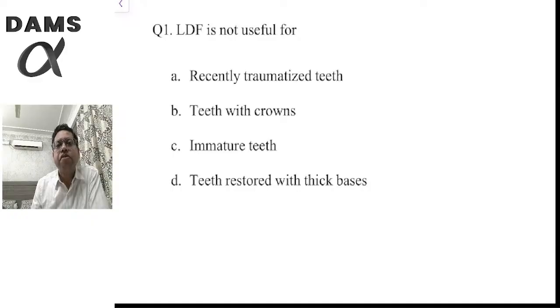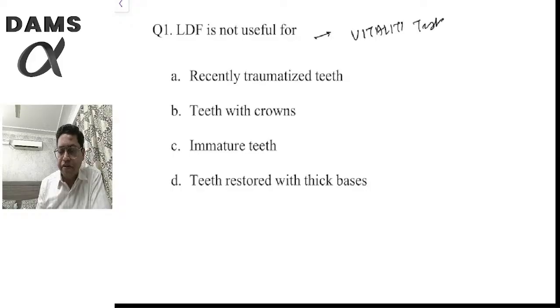We know that laser Doppler flowmetry is one of the most accurate methods for determining the true vitality of the pulp. So it is basically a vitality test of the pulp. This vitality test would detect the presence of intact blood supply in the pulp organ of the tooth, isn't it?